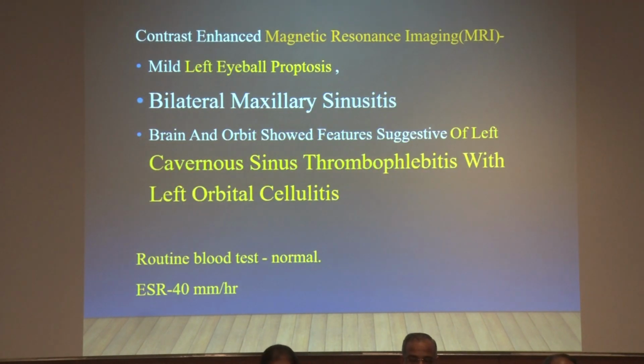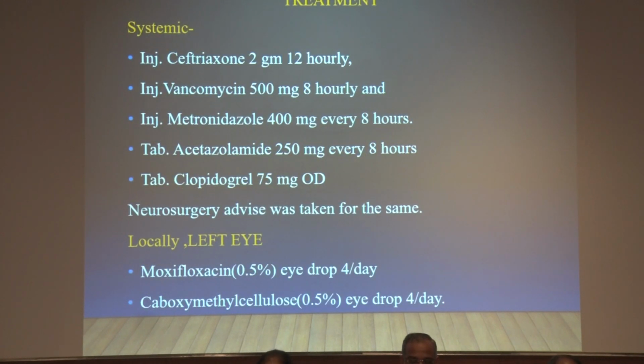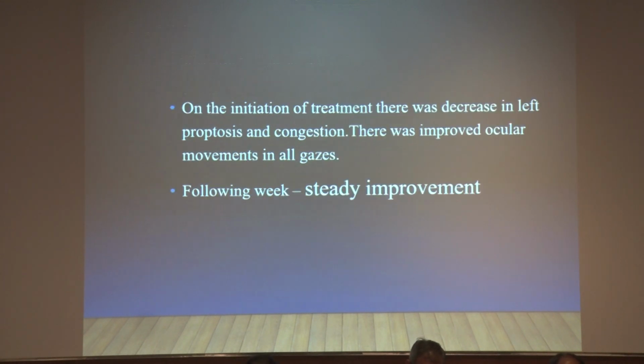The MRI was done which showed mild left eyeball proptosis with bilateral maxillary sinusitis, left cavernous sinus thrombophlebitis with left orbital cellulitis. The blood investigation was normal except the ESR was raised. She was started on injectable antibiotics ceftriaxone, vancomycin, metronidazole with tablet acetazolamide, and tablet clopidogrel 75 mg OD was started. Neurosurgery advice was taken for the same. She was advised moxifloxacin and CMC eye drops in the left eye 4 times per day.